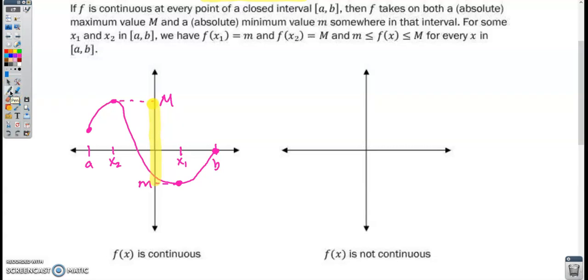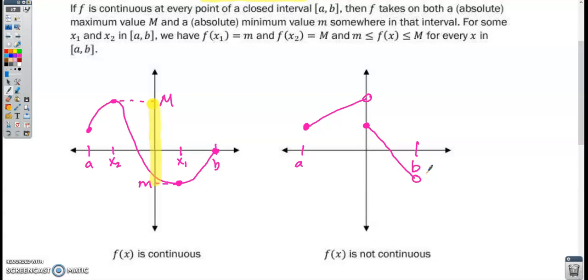Now, if f of x is not continuous, those guarantees go away. Can I have a function that's not continuous on a closed interval that has a maximum value and a minimum value on that interval? Absolutely. It's absolutely possible. But I can also have a function that looks like this one. Where this function does not have a maximum value or a minimum value on the closed interval from a to b.